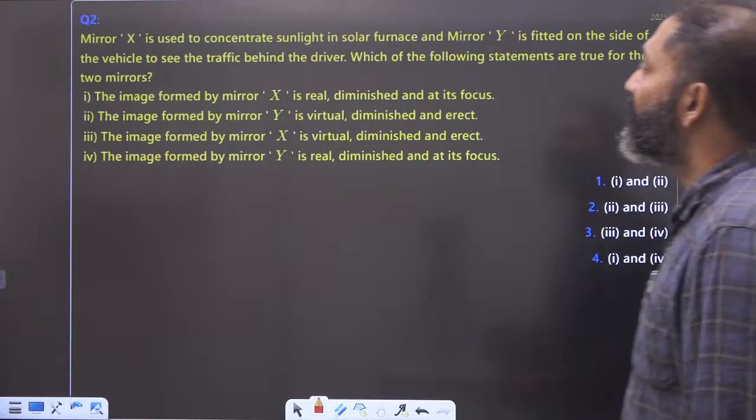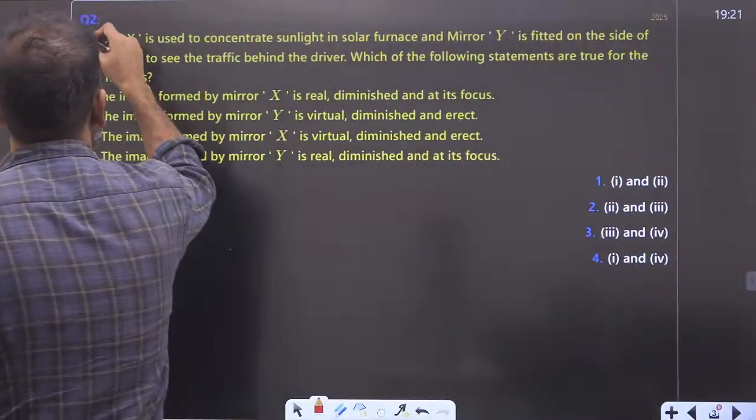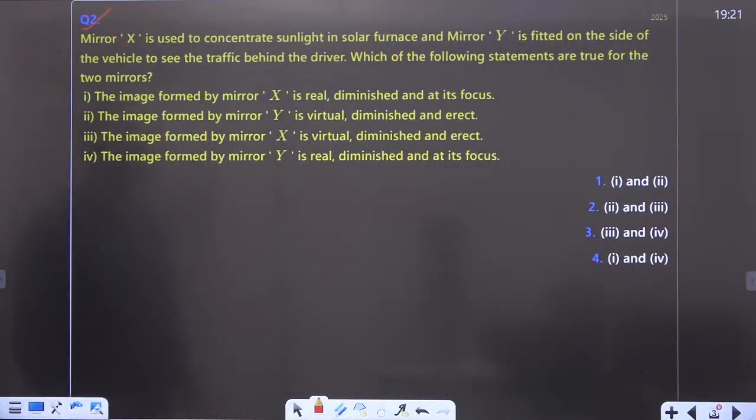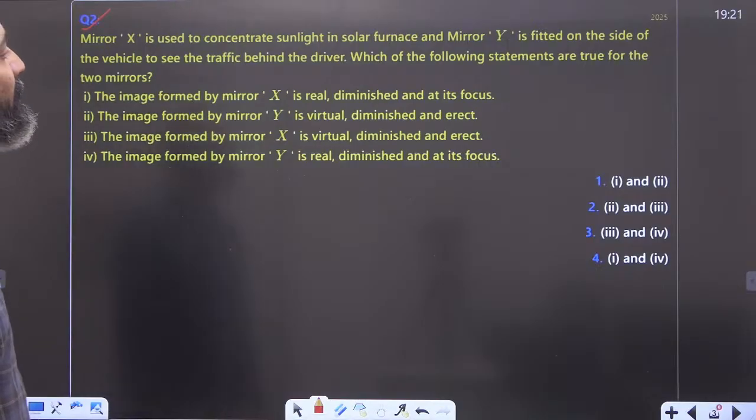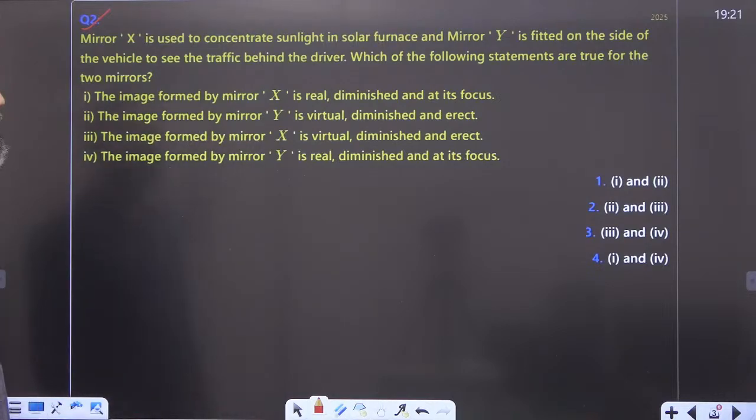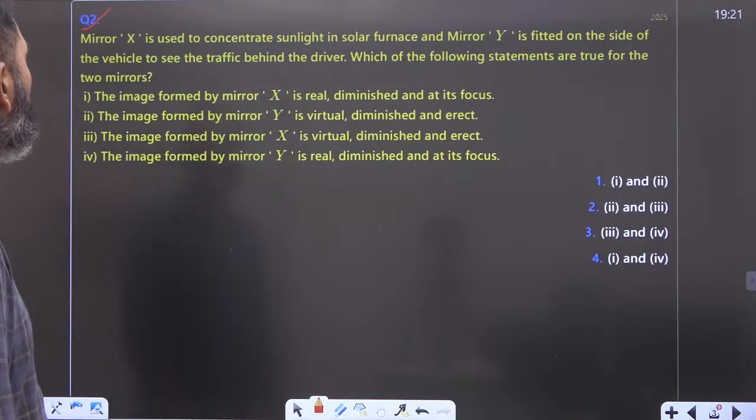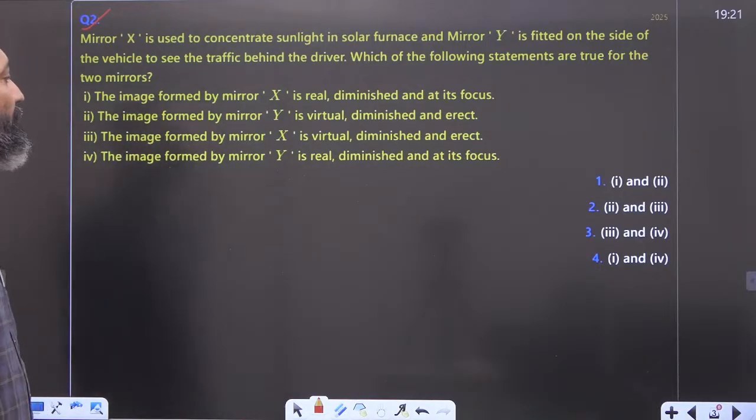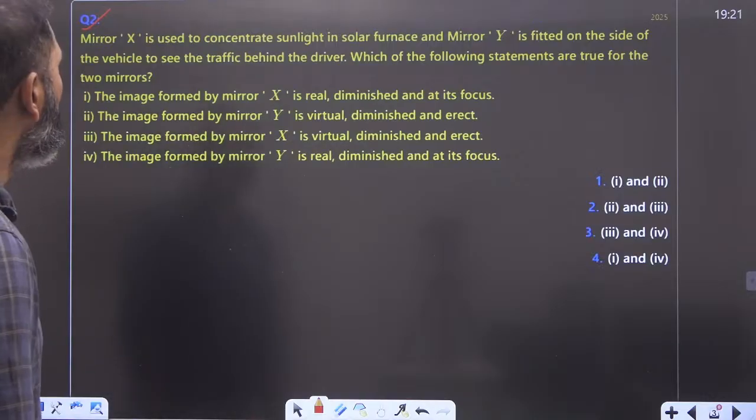Okay, next here. Mirror X is used to concentrate sunlight in a solar furnace, and mirror Y is fitted on the sides of the vehicle to see the traffic behind the driver. Which one of the following statements are true for the mirrors? Image formed by mirror X is real, diminished at its focus. Image formed by mirror Y is virtual, diminished and erect. Image formed by mirror X is virtual, diminished and erect. Image formed by mirror Y is real, diminished and at its focus.